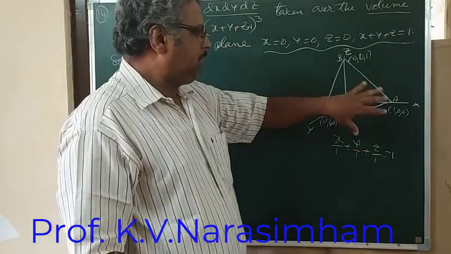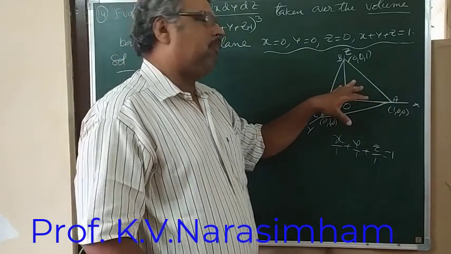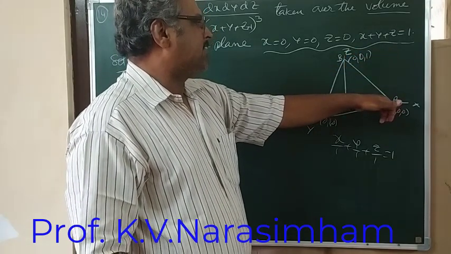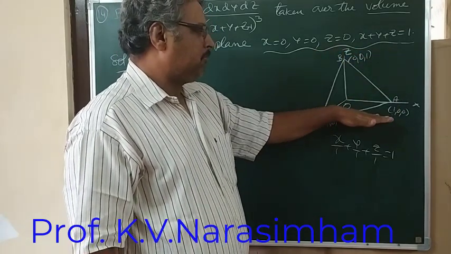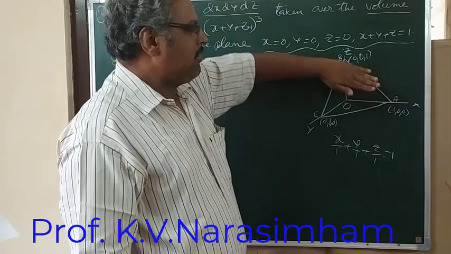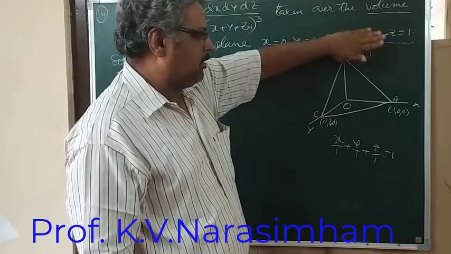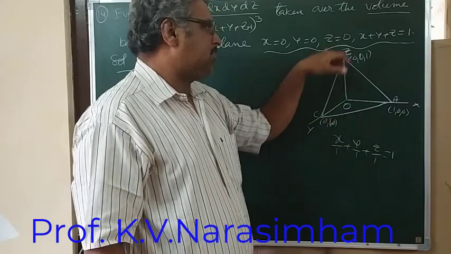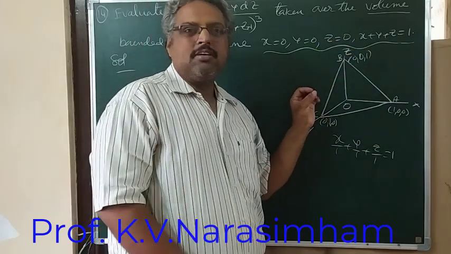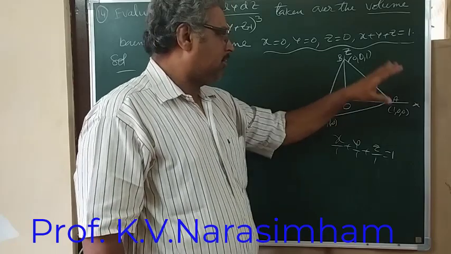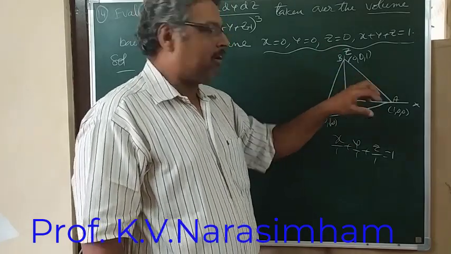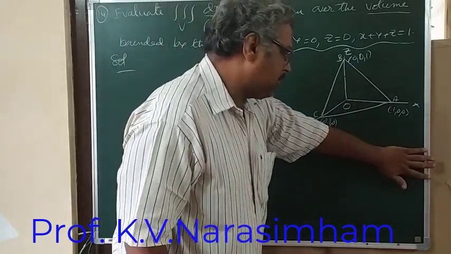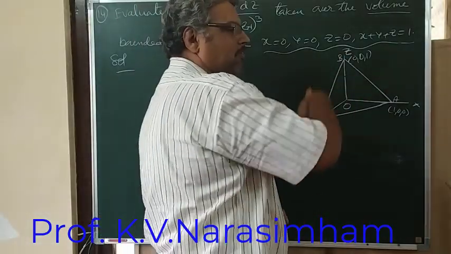Now, if you observe, this volume is bounded by the back side xz plane, this side yz plane, the bottom xy plane, and the triangular plane whose intercepts are at A, B, C. So this is a tetrahedron. The shape of the diagram is a tetrahedron. Now we will find the inside volume. It is very simple. This is the region inside the volume.